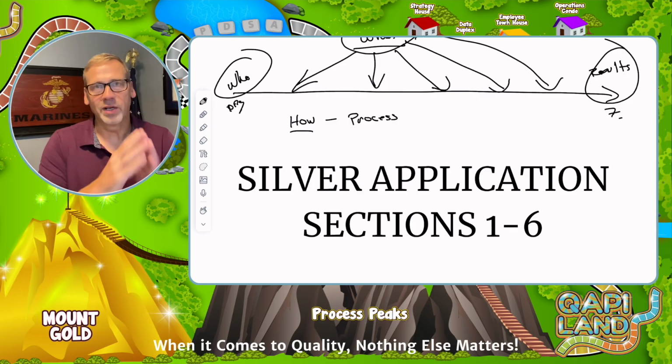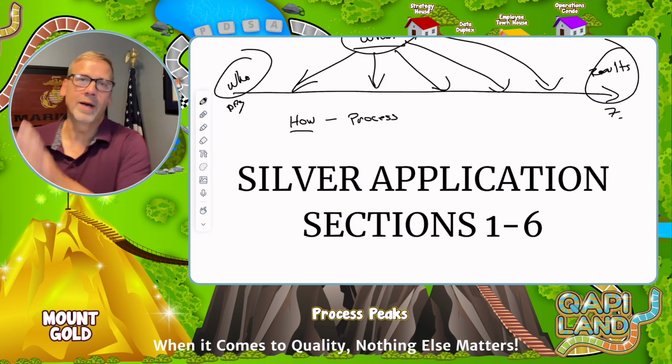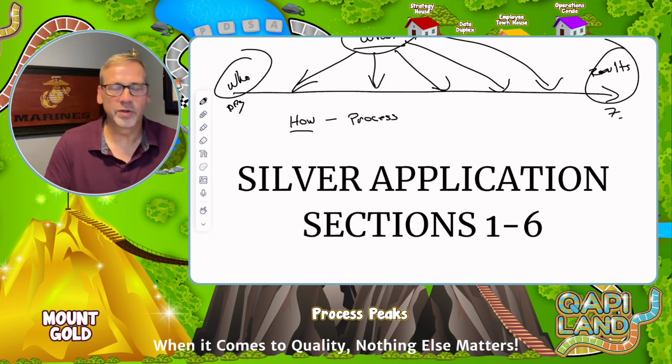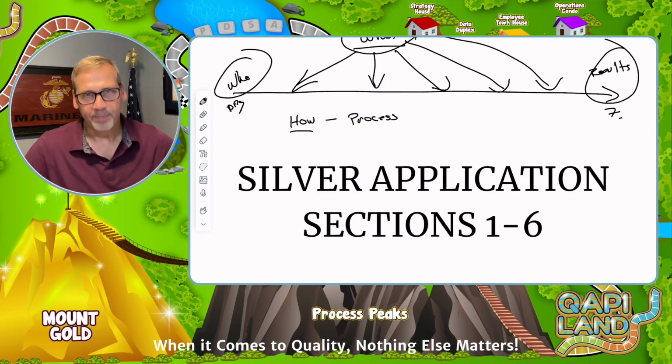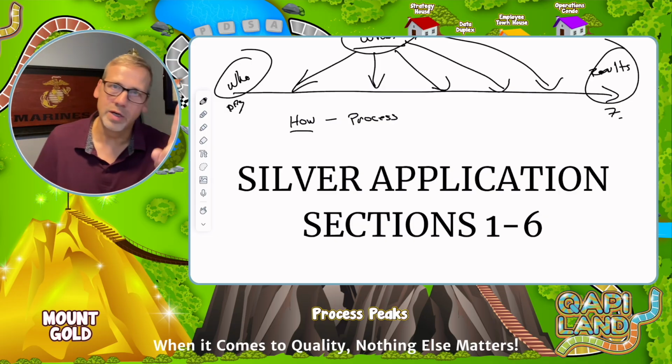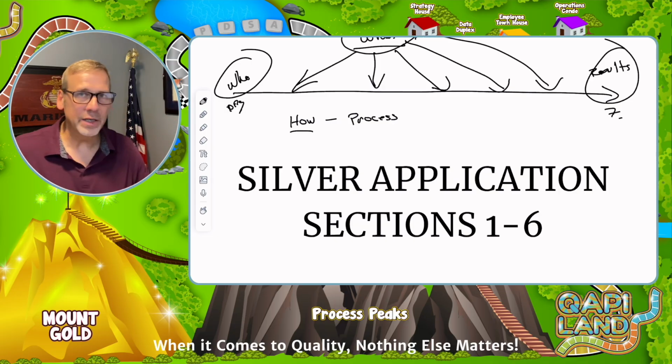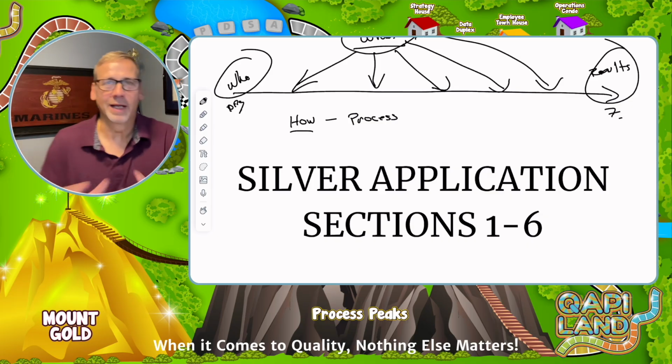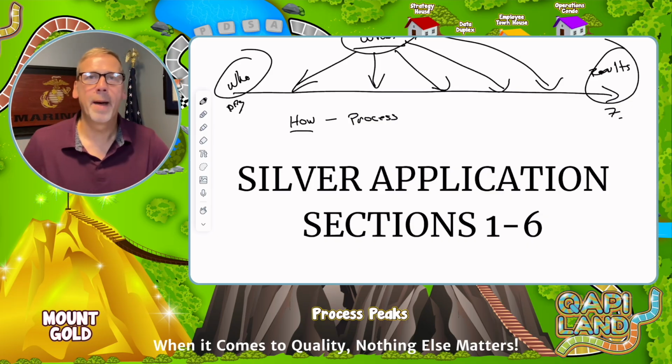There are 3 types of questions: there's what, there's who, and there's how. For sections 1 through 6, I want to start with the what, then we go into the how. There is only one who question. That's in the org profile. All right, let's move on to section 1.1.